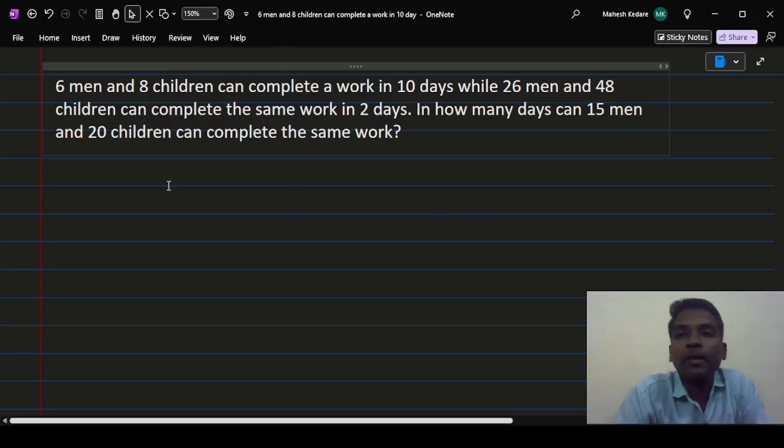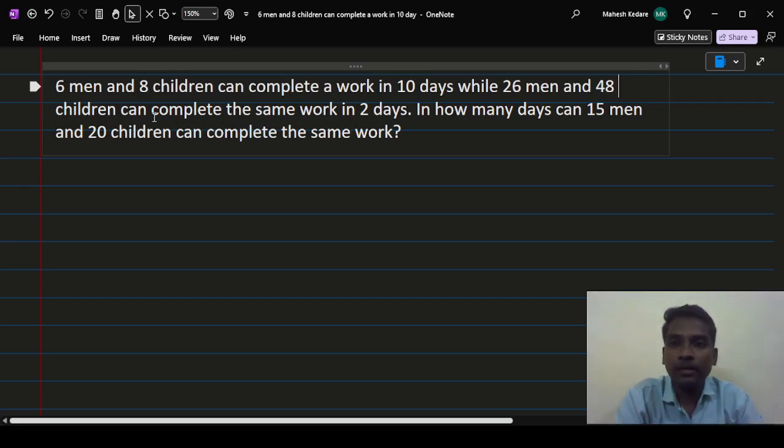This problem is about an amount of work done by a certain number of people. Some people are men and the others are children. 6 men and 8 children complete a work in 10 days, and the same work is completed in 2 days by 26 men and 48 children. Then we have to find out how many days it will take for 15 men and 20 children to do the same work.